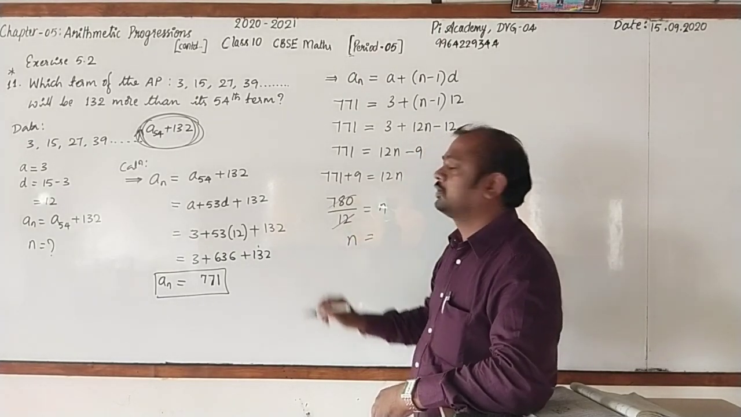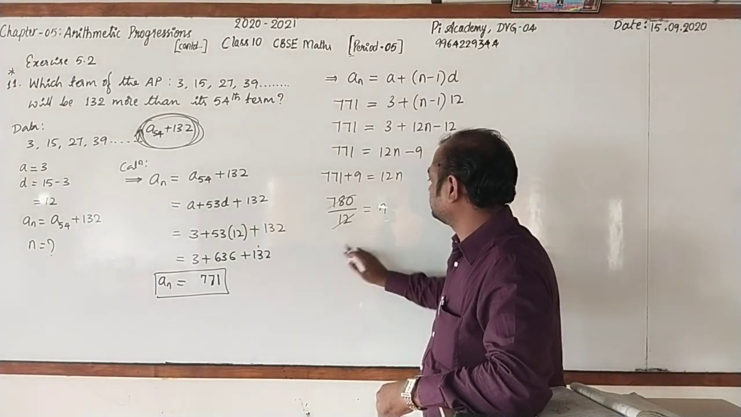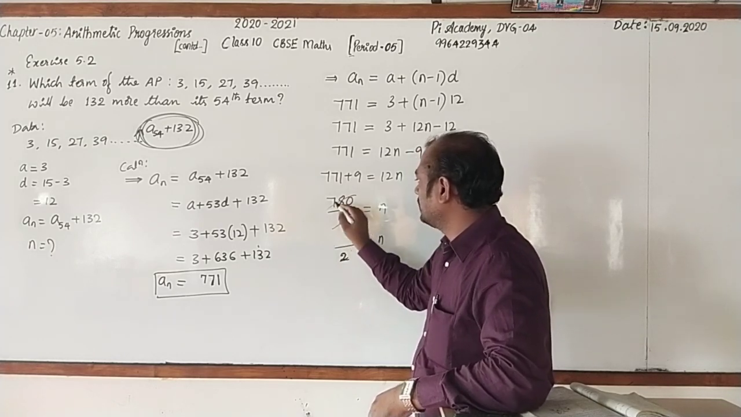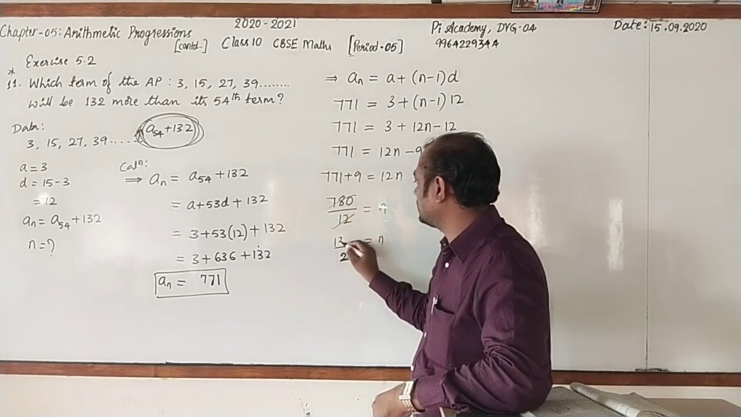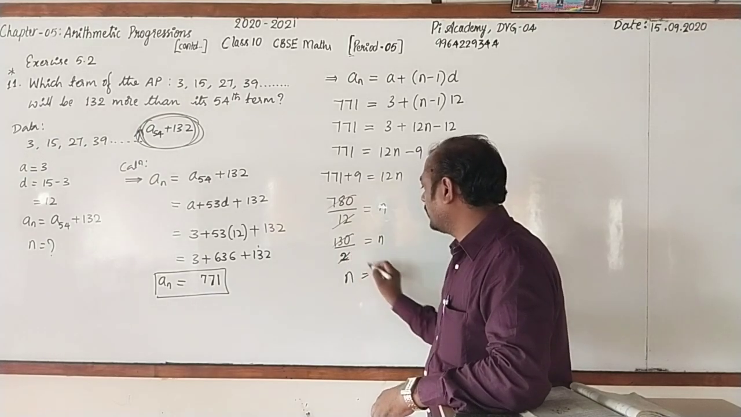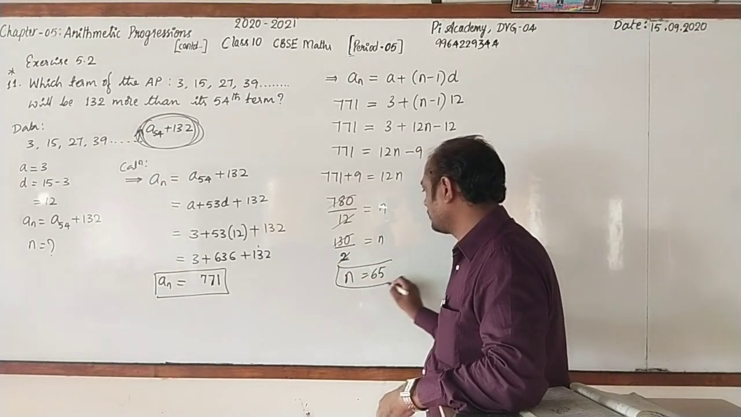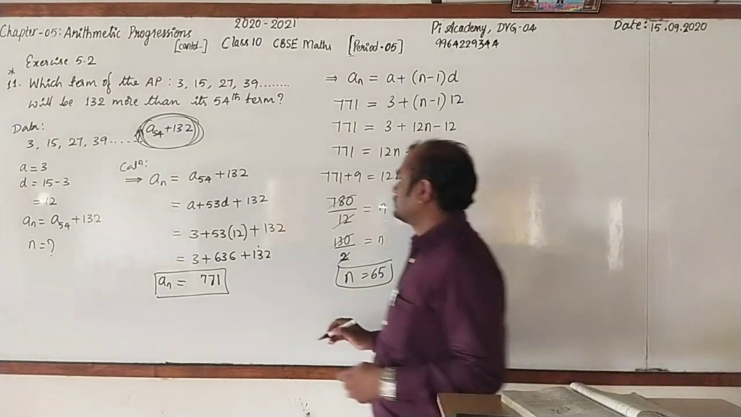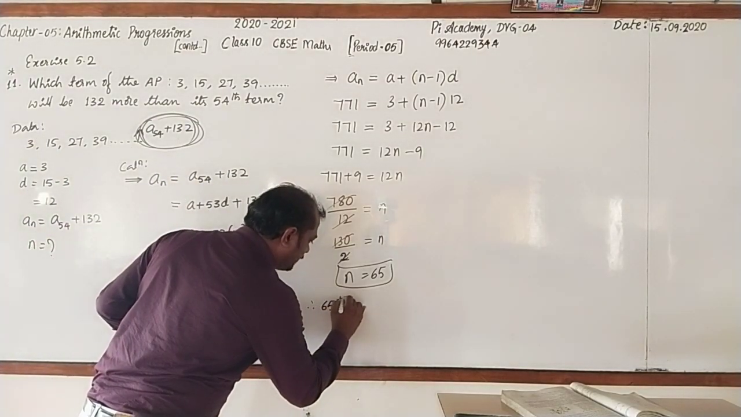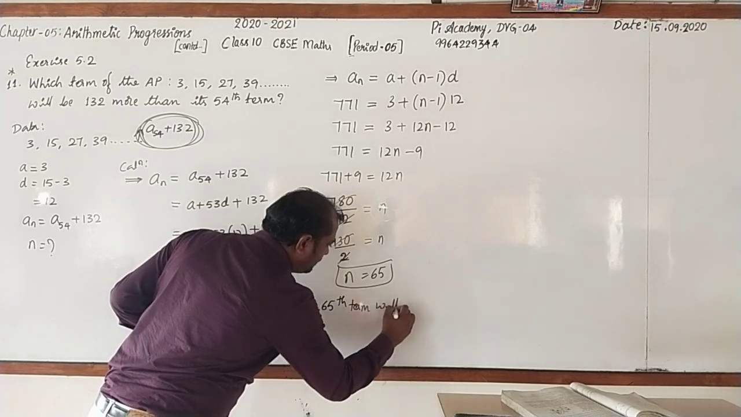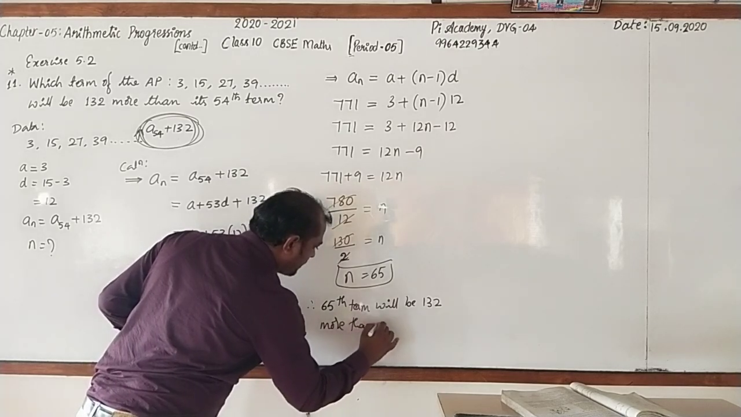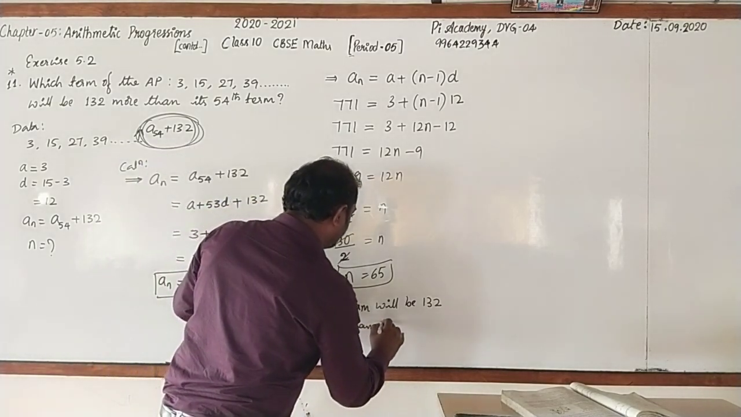n is equal to 780 by 12. You can cancel it. 6 2s are 12, then 6 1s are 6, 1 will remain, 18, 6 3s are 18, then 0. Again you can cancel it. 1s are 6s are 6, 5s are 30. n equal to 65. So conclusion, therefore 65th term will be 132 more than 54th term.